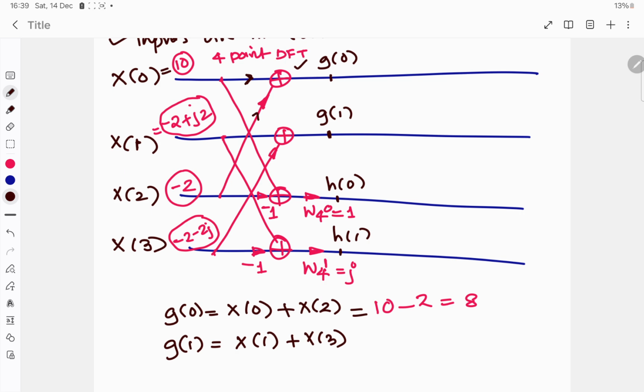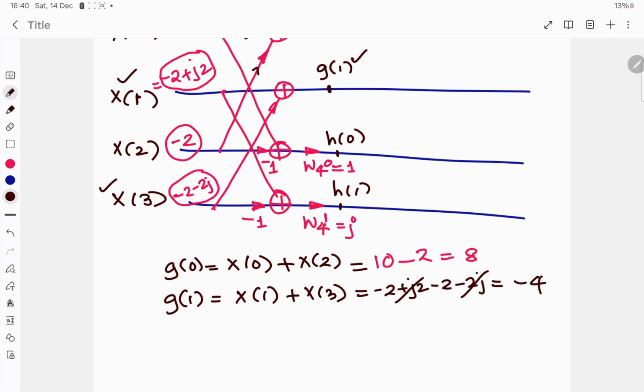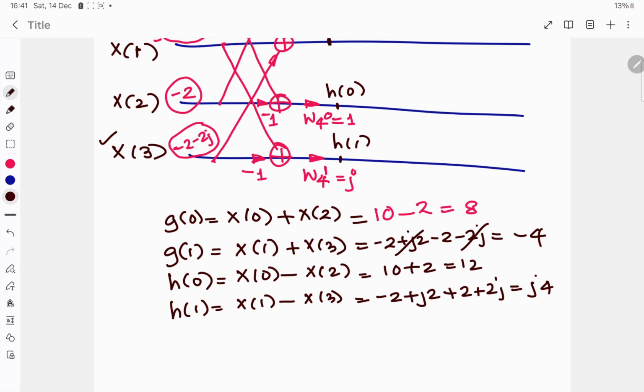Similarly, you can find out the value of g1. g1 is obtained by adding x1 and x3. So when you add x1 and x3, minus 2 plus 2j and minus 2 minus 2j, we'll get the answer minus 4. We can also find the values of h of 0 and h of 1 by using the rule x of 0 minus x of 2 and x of 1 minus x of 3. We'll get h of 0 equal to 12 and h of 1 equal to j4.